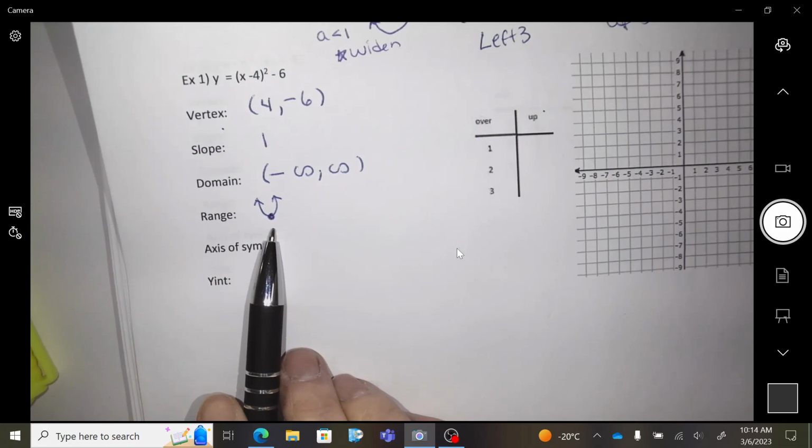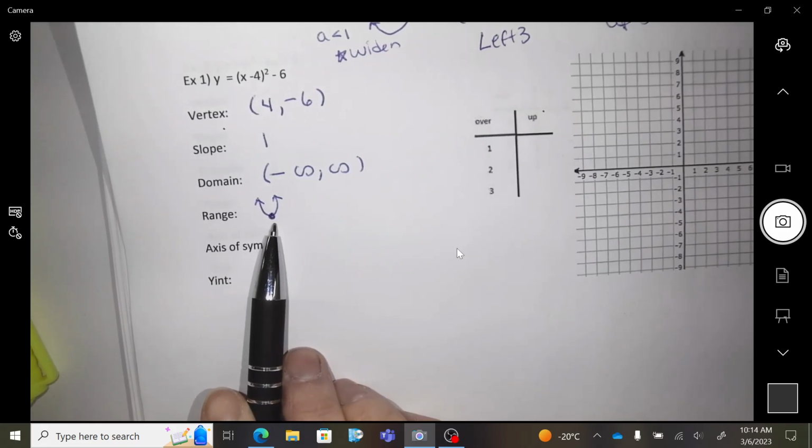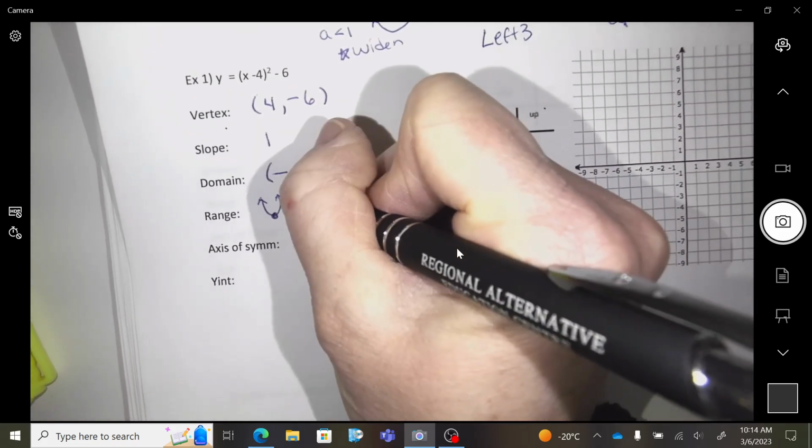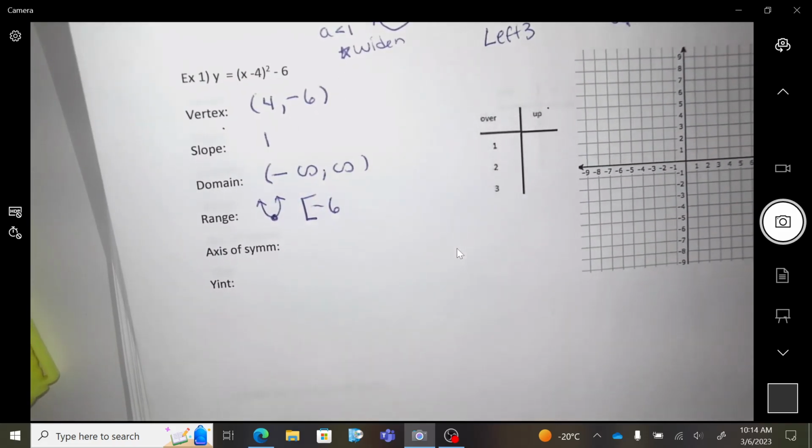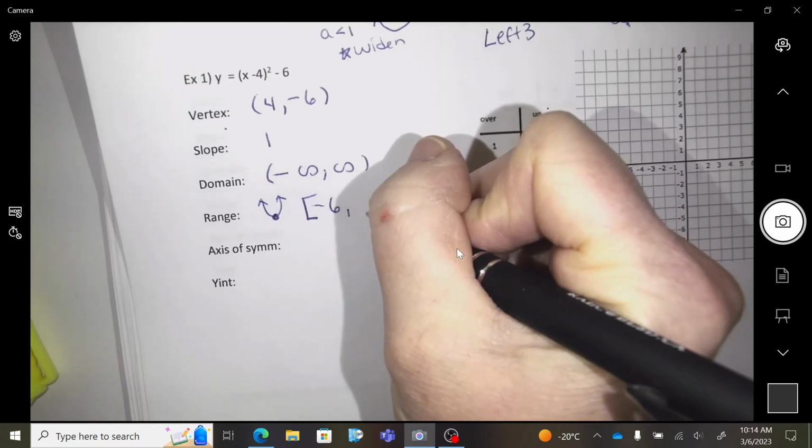Or I'm also going to understand that this is a minimum, right? So you have mins or maxes. This would be a minimum. So what is the lowest height number? -6 with a square bracket. And then up, up, up.